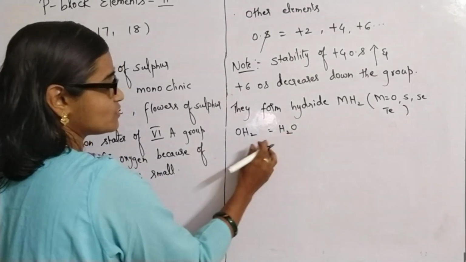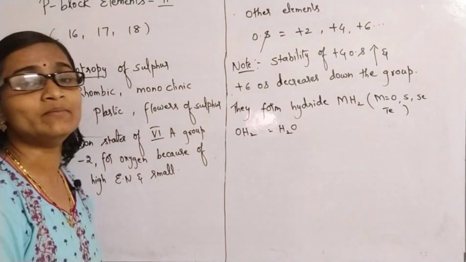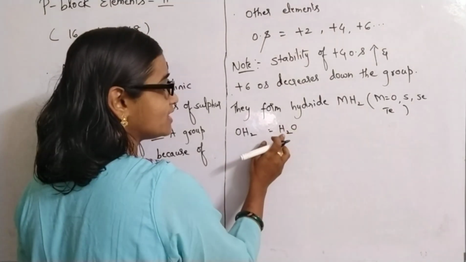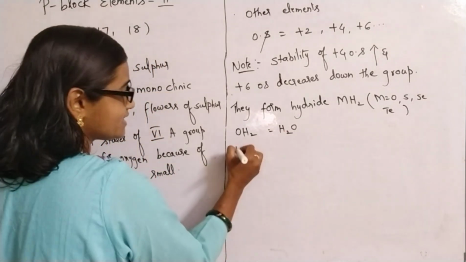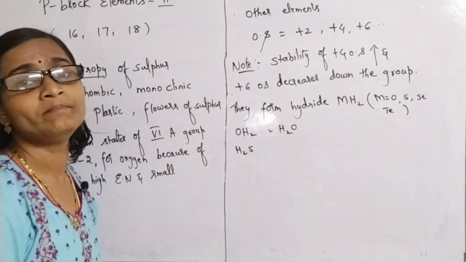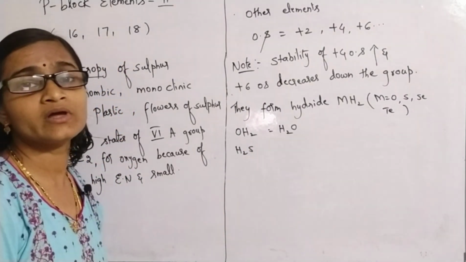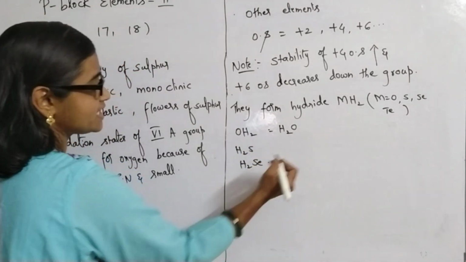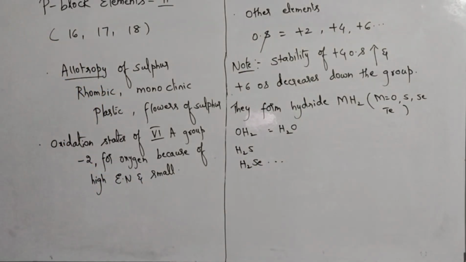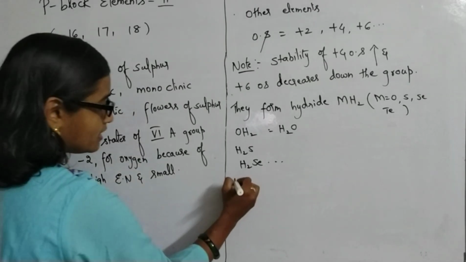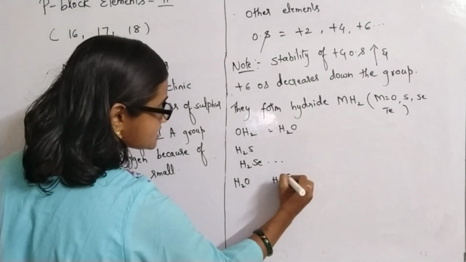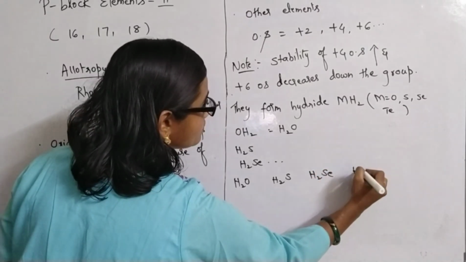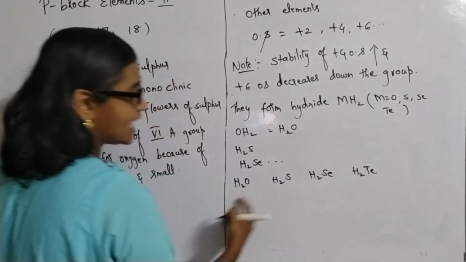Generally we write hydrogen first and then the other non-metallic element. So water is the hydride of oxygen. Same like that, H2S, hydrogen sulfide, and H2Se, hydrogen selenide. These types of hydrides they will form. If you go for the hydrides, acidic character increases from water to H2Te. See here, H2O, H2S, H2Se, H2Te. Like this, hydrides are there.